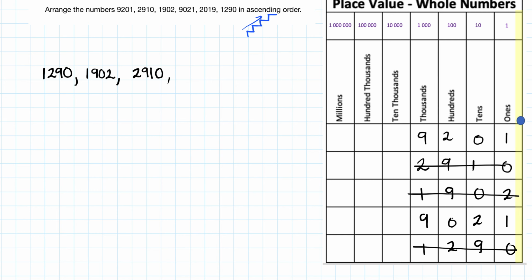Hundreds and zeros. In the hundreds, I have a 2 and a 0. Therefore, it has to be this one, my next smallest number. So 9,021. And the last one is 9,201.